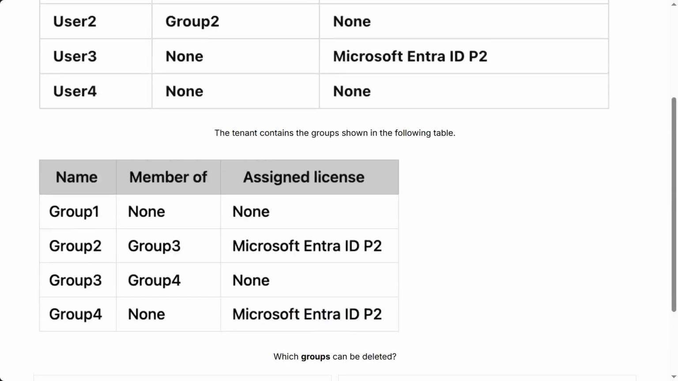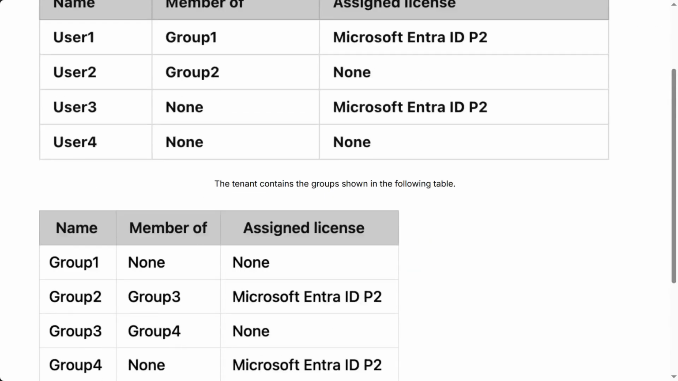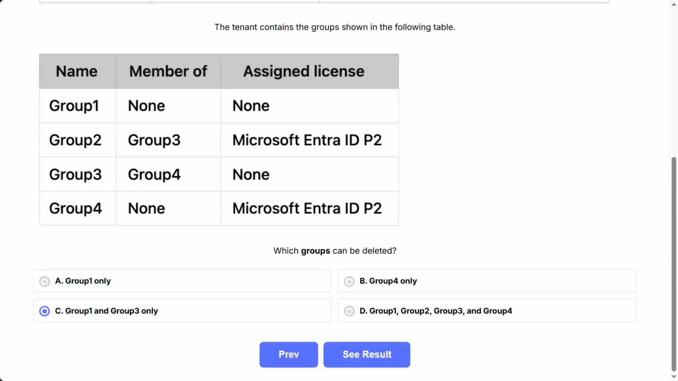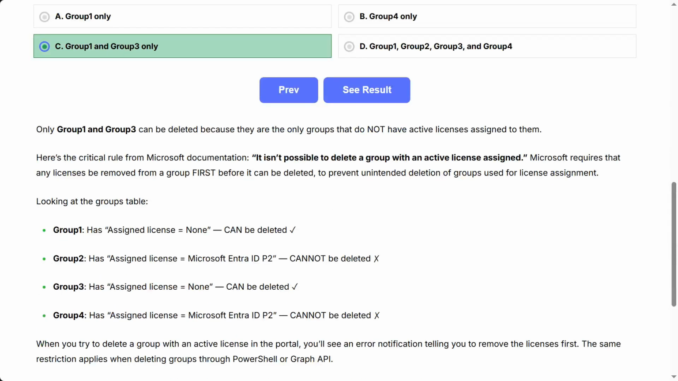This question tests your understanding of Microsoft Entra ID group deletion restrictions, specifically regarding groups that have active licenses assigned to them. You need to identify which groups can be deleted by checking if they have any assigned licenses. Groups with licenses cannot be deleted until those licenses are removed first. Correct answer, Group 1 and Group 3 only. Only Group 1 and Group 3 can be deleted because they are the only groups that do not have active licenses assigned to them.